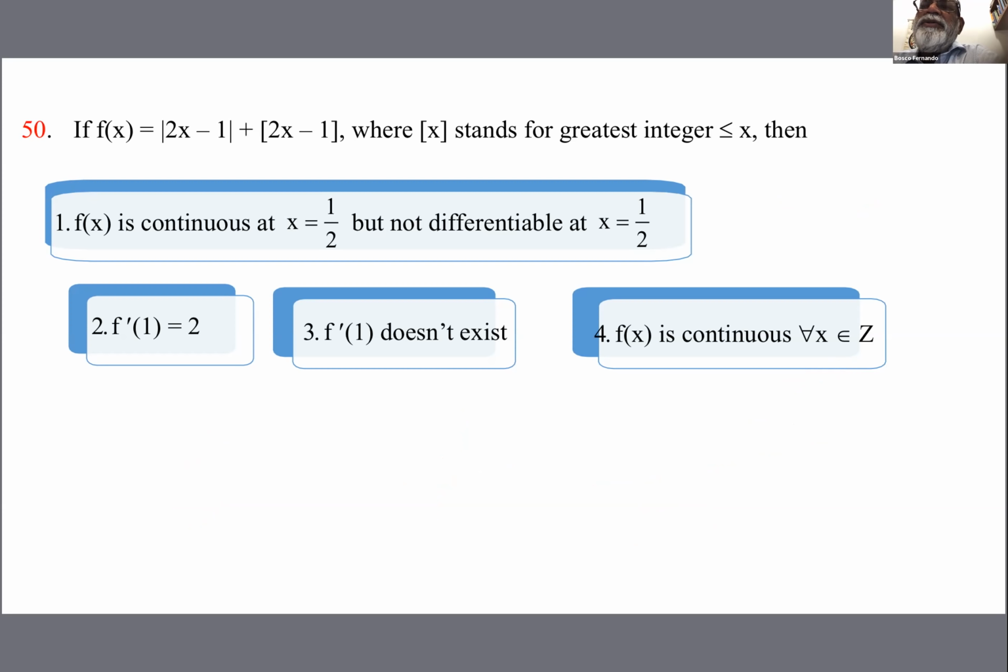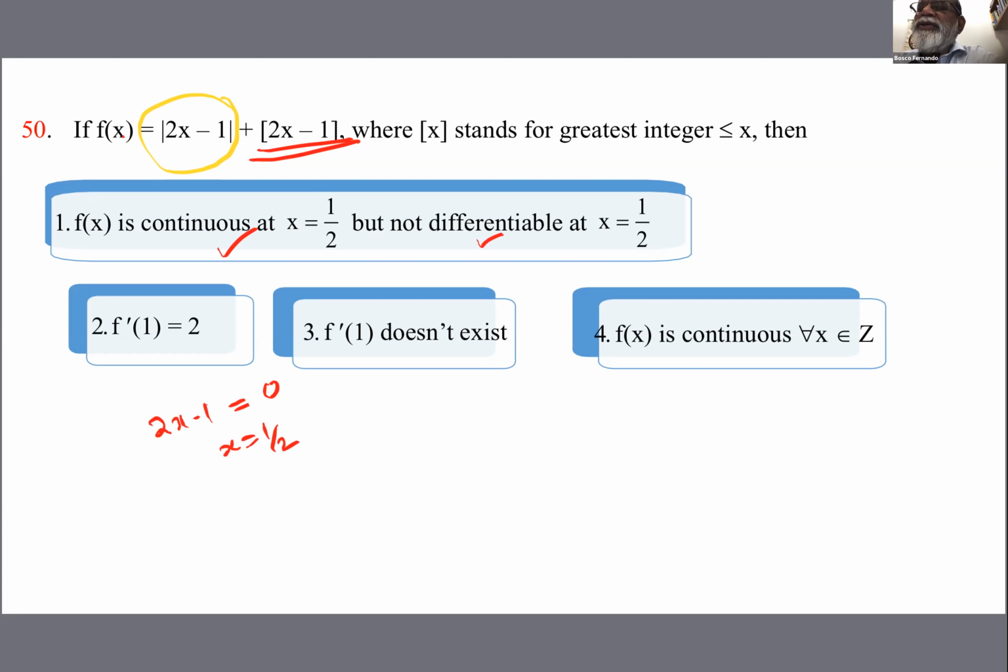So with this background, modulus of 2x minus 1 gives trouble when 2x minus 1 is equal to 0. So at x equal to half, it gives trouble. That means at x equal to half, it is not differentiable. It is continuous but not differentiable. That is f of x. But what about g of x?